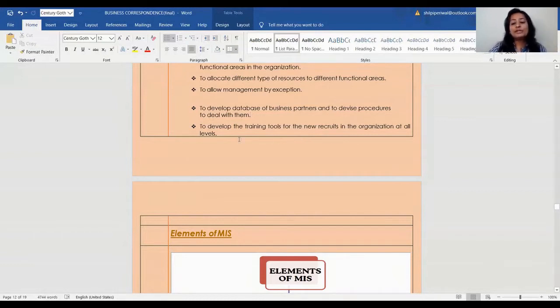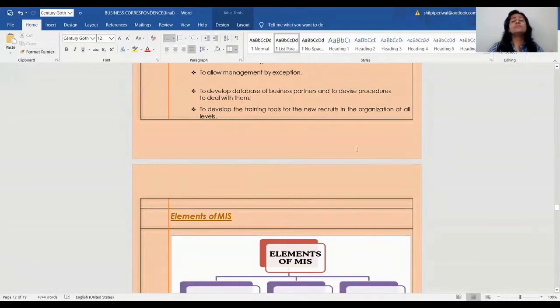To develop training tools for new recruits in the organization at all levels. This is very, very helpful. In big organizations, almost on a weekly basis, new people keep joining and they have to be oriented around the company. It becomes a very tedious process if it has to be done on a one-to-one level. It leads to a lot of wastage of time.